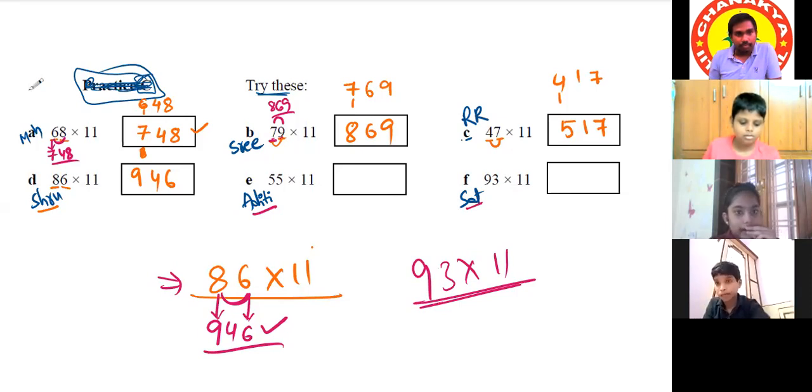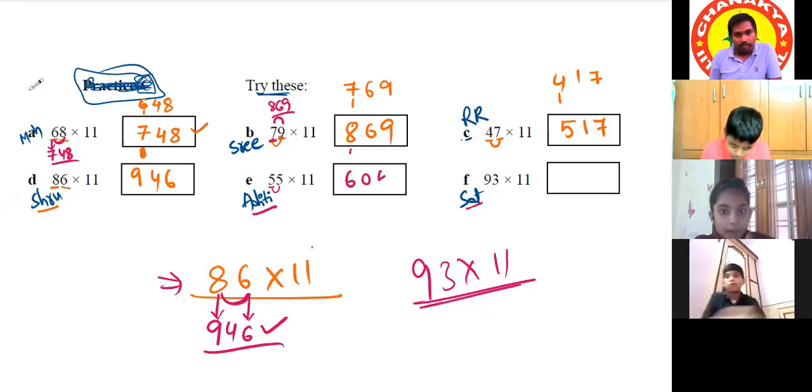Sir, we'll write the first number as 5, but when we do 5 plus 5, it will become 6, so we'll write 6. Then 5 plus 5 is 10, we'll write the end number as 0. And I will write 5 as 5. So the answer is 605. Very good. Correct.